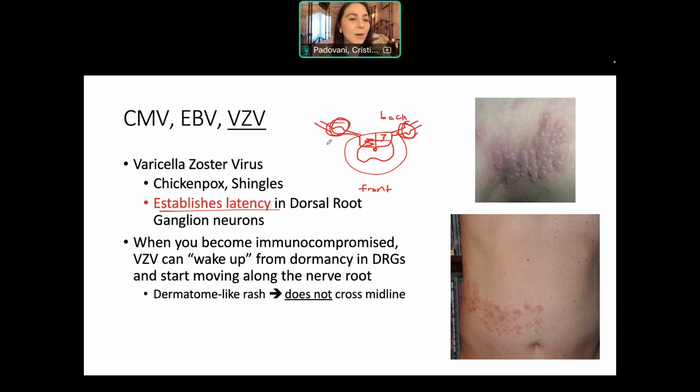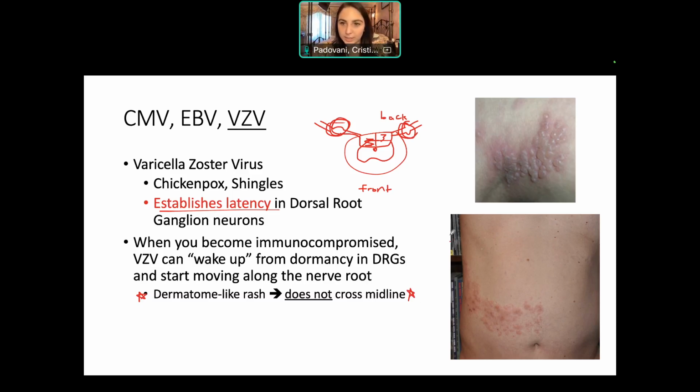And then when you become immunocompromised, VZV can wake up from its dormancy in the dorsal root ganglia, and it starts moving along the nerve root. So what you're looking for is a seatbelt rash, as people call it. Imagine putting on a seatbelt, it goes in a nice synchronized order. It looks like it's moving towards the midline, but VZV rashes do not cross the midline.